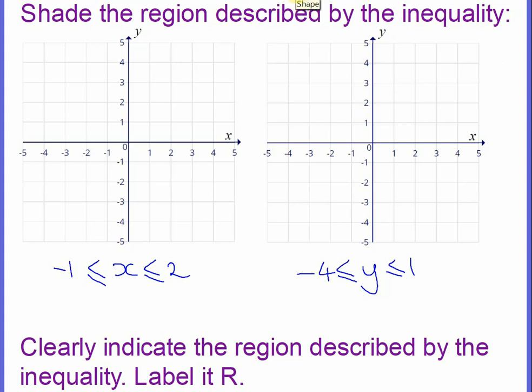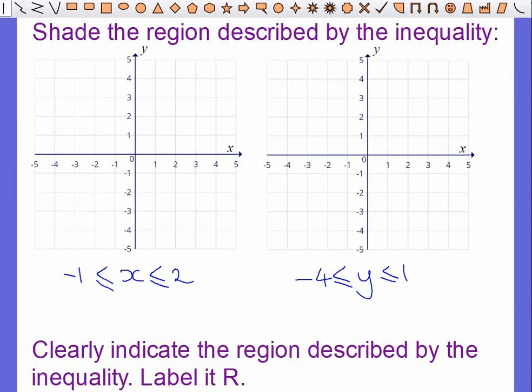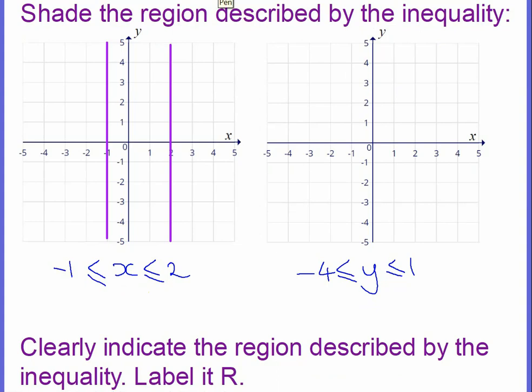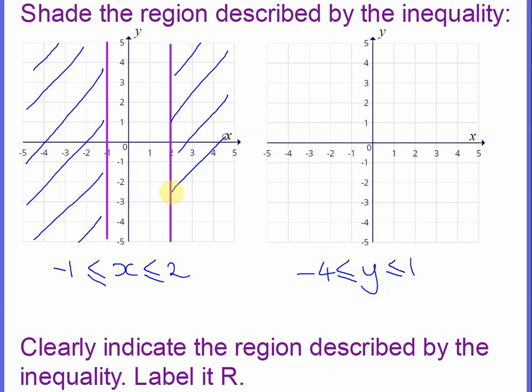So we're going to draw two lines, one at x equals minus 1 and one at x equals 2. The values that we're interested in are between these. So we want to keep that bit empty and we're going to cross off the bits I don't want, and put a nice big R in the middle.